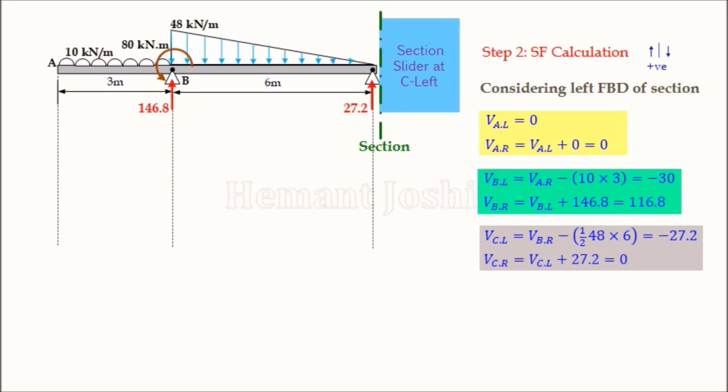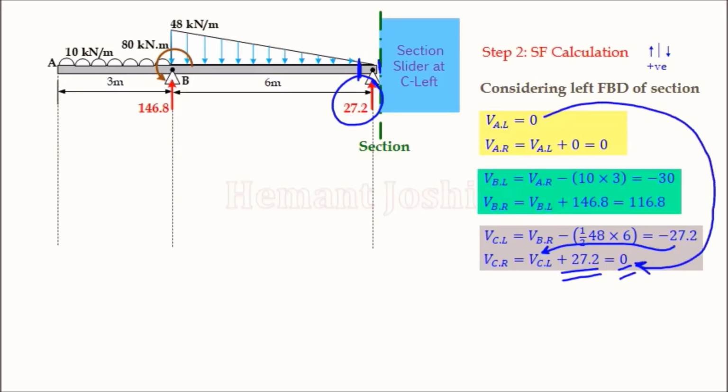C left is over. The last point is C right. From C left to C right, this is the newcomer. So we have taken the value as it is, and the newcomer is this vertical reaction upward. Upward is positive, so this is taken. Observe that the final answer is 0. We are getting our first check. We are starting with 0 and ending with 0. So our first check is over.